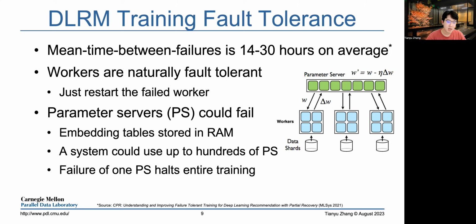This is because the embedding tables are all stored in volatile memory, such as RAM, and a system could use up to hundreds of parameter servers. A failure of even one of these parameter servers could mean that we're losing part of the training state, and training cannot continue before we restore this portion of the lost training state. Therefore, a failure could halt the entire training.